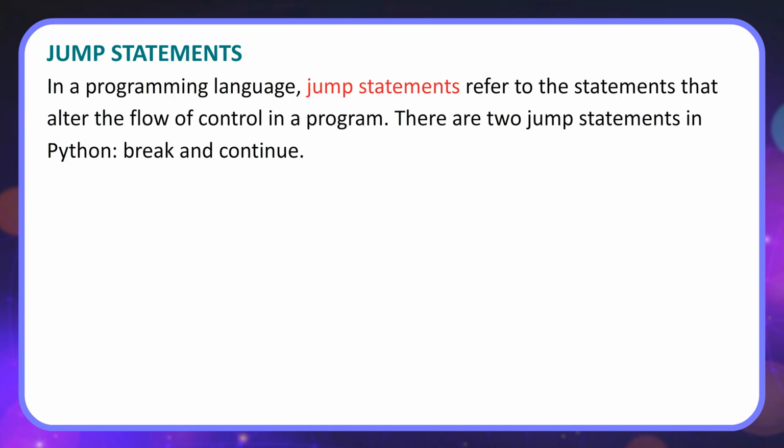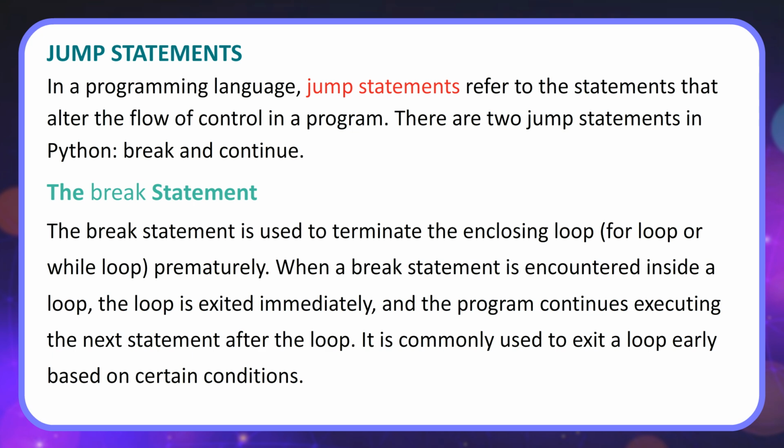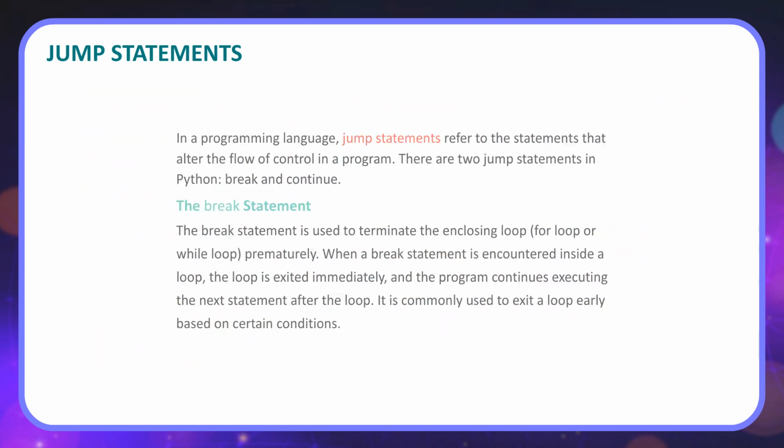Jump statements. In a programming language, jump statements refer to the statements that alter the flow of control in a program. There are two jump statements in Python: break and continue. The break statement. The break statement is used to terminate the enclosing loop, for loop or while loop, prematurely. When a break statement is encountered inside a loop, the loop is exited immediately, and the program continues executing the next statement after the loop. It is commonly used to exit a loop early based on certain conditions.